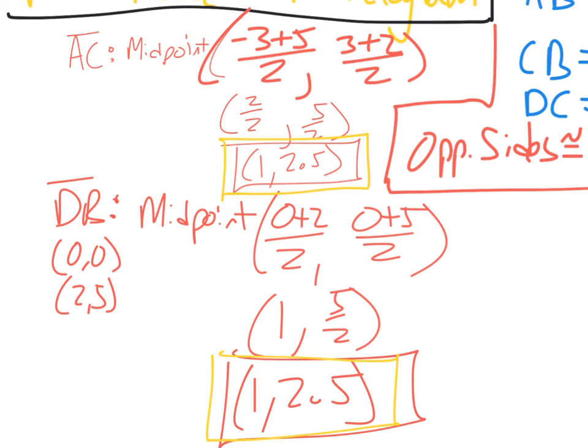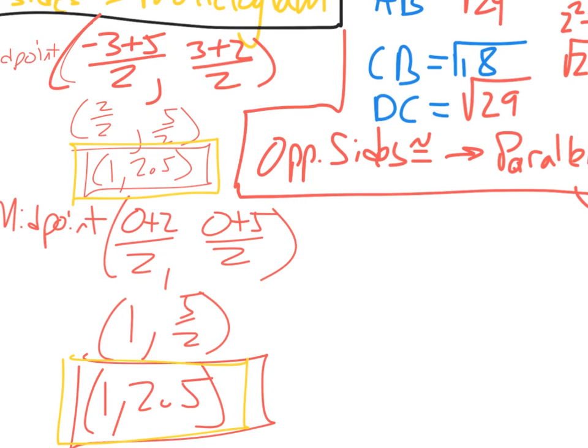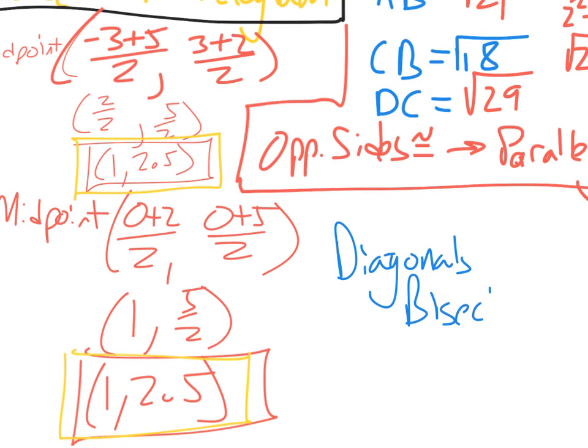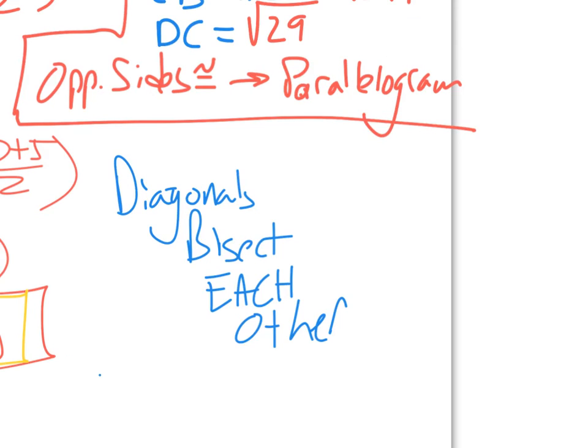So we can say yes, the diagonals bisect each other because they go through the same midpoint. Okay, they have the same midpoint, and so it's a parallelogram. Diagonals bisect each other, so it's a parallelogram. That's the idea.